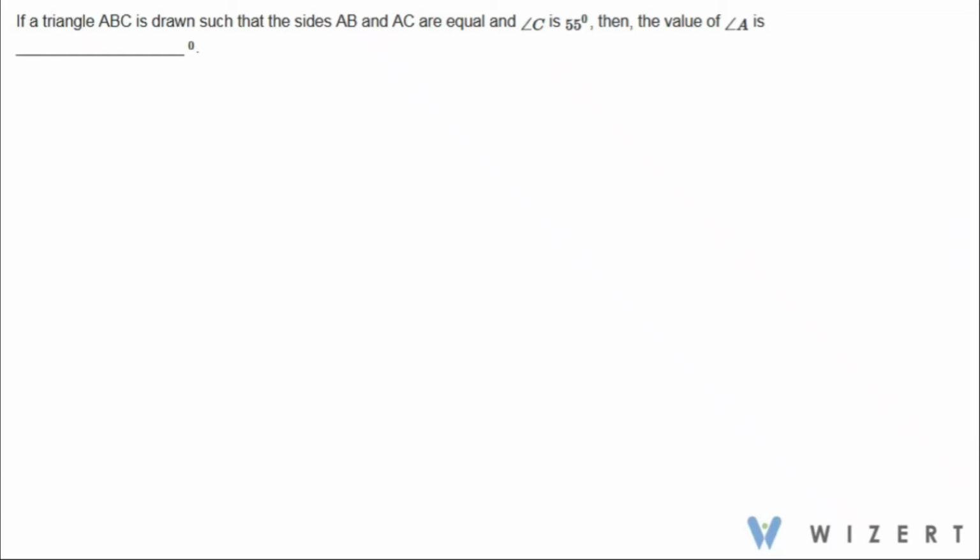We have this question here. If a triangle ABC is drawn such that AB and AC are equal and angle C is 55 degrees, then the value of A is. So this is the triangle. We are given that in triangle ABC, AB is equal to AC. So angle C becomes a base angle.